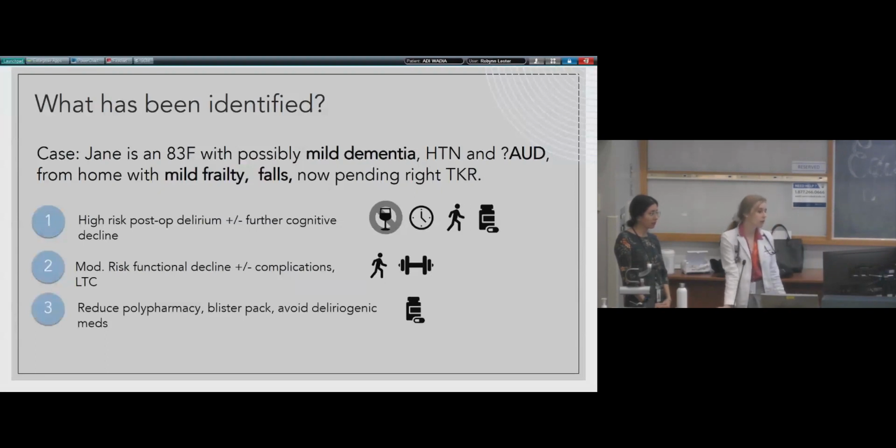We would talk to her about blister packing her medication so she's not forgetting them, getting rid of zopiclone, trying something else like melatonin, inquiring about her mood, and then talking about the Tylenol 3s and maybe just having some scheduled Tylenol there.